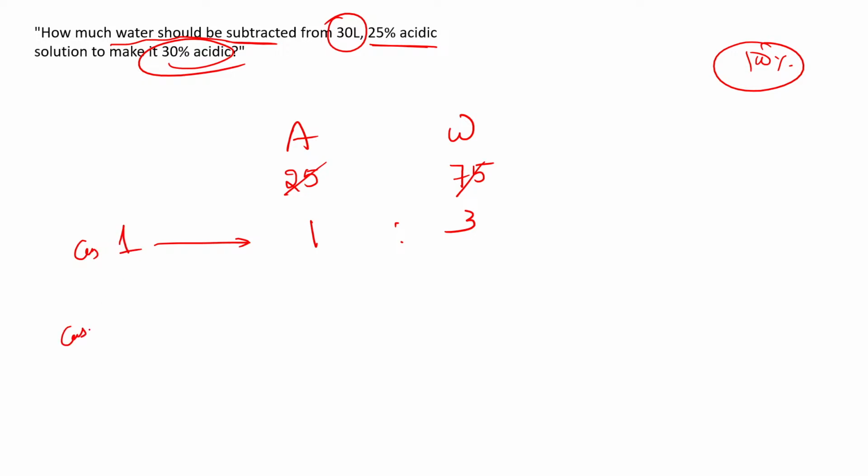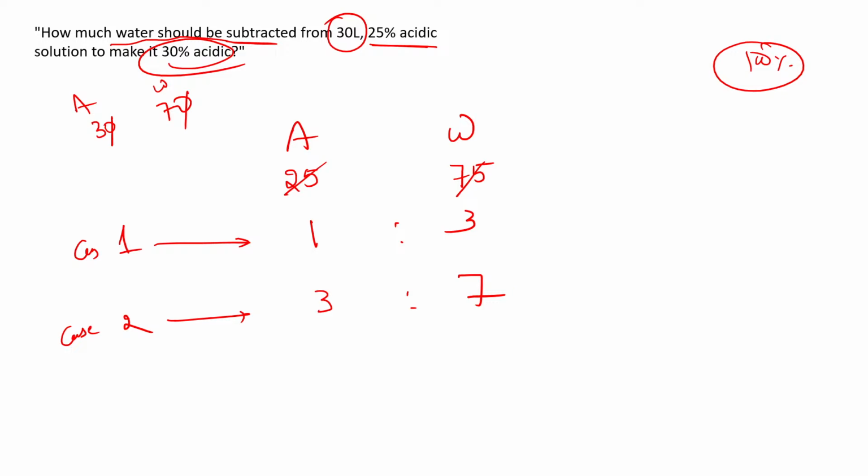Now what we want to do here is, we want to make it 30% acidic, that means water should be remaining 70%. So the ratio is actually 3:7. So initially the ratio is 1:3, but after removing the water the ratio becomes 3:7.